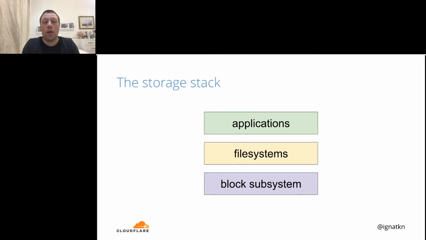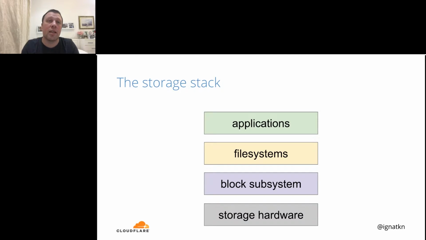That's why underneath the file system we usually have an operating system block subsystem, which receives these blocks from the file system and then forwards them to some storage hardware. The block subsystem usually implements device drivers to access different types of storage hardware, like SSDs, spinning disks, NVMe disks, and other types of storage.